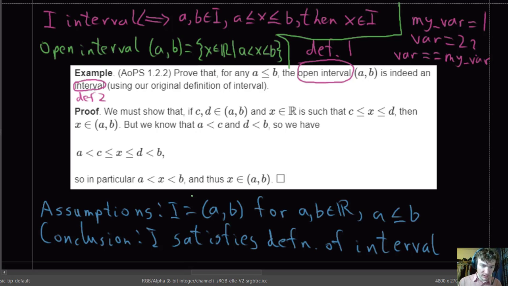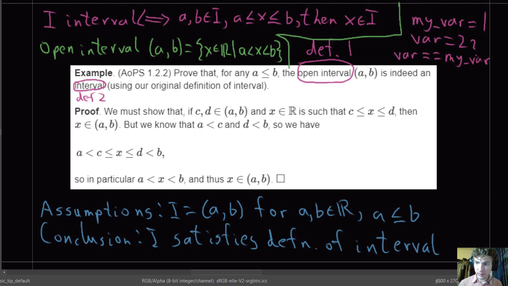Our assumption is that I is this open interval using this definition, which I've written here in green. What we need to prove is that that set satisfies the first definition, which I've written in pink up here, which is that for any pair of numbers in the interval and any x between those numbers, that number x also belongs to the interval. It satisfies this betweenness property.